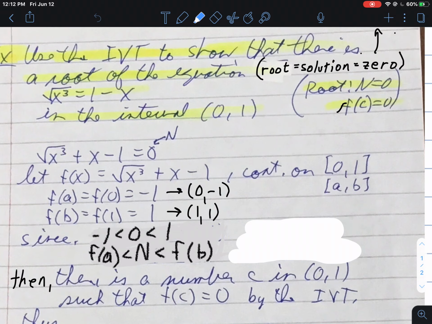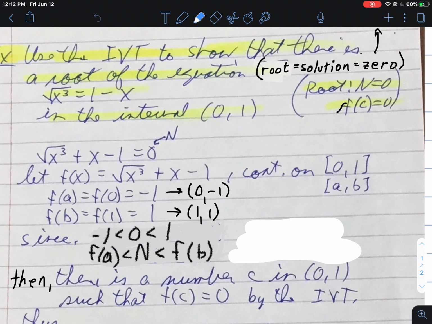I don't know if that makes sense or not. Let's look at this one and see if this works out. Use the intermediate value theorem to show that there is a root of the equation square root of x cubed minus or equals 1 minus x in the interval from 0 to 1.